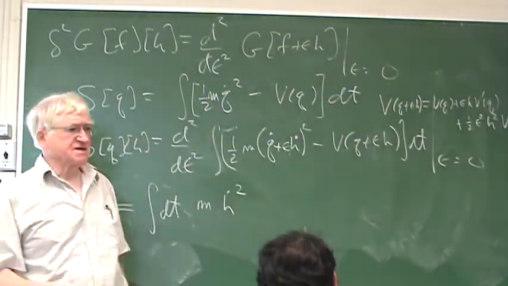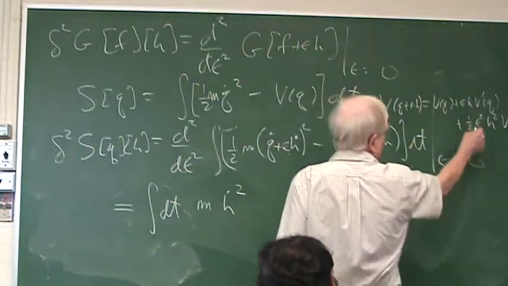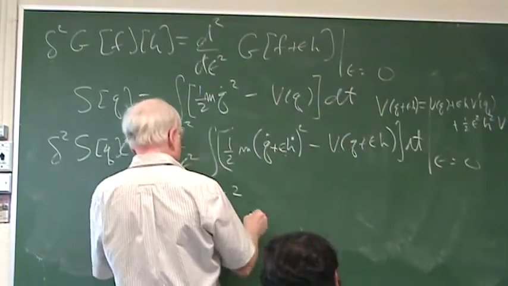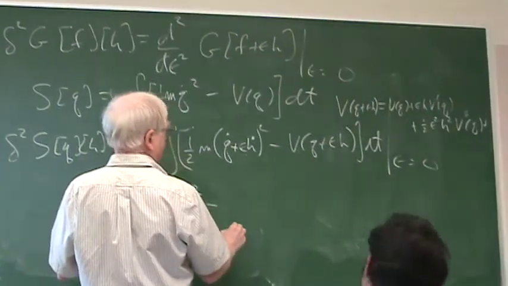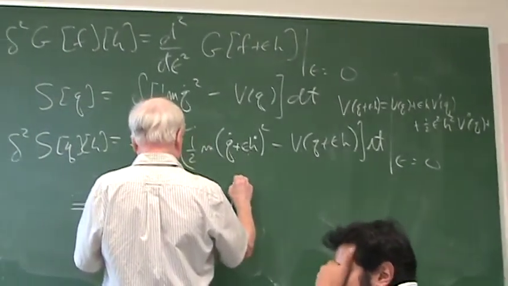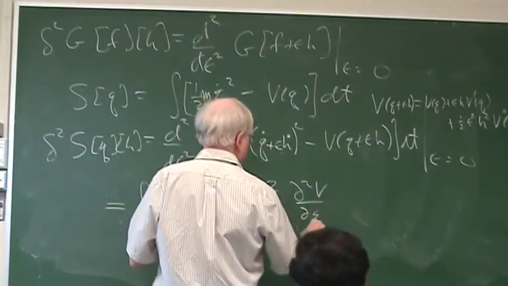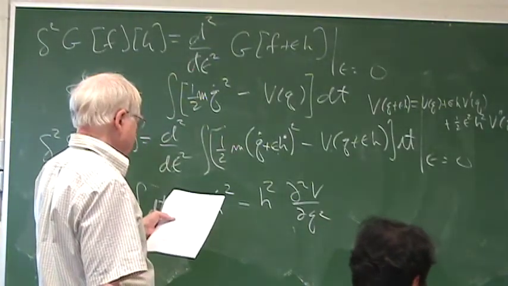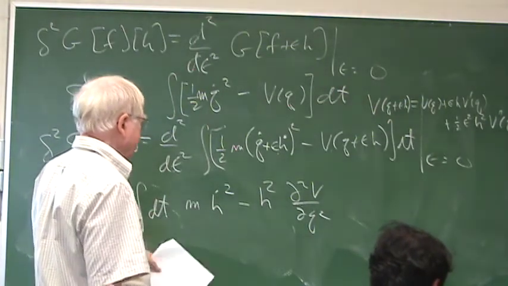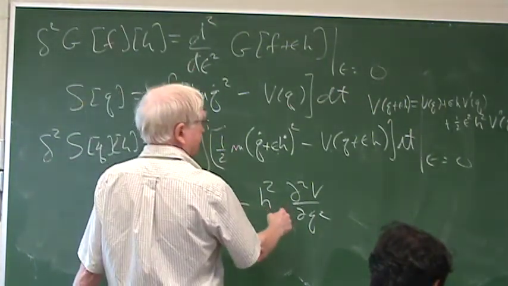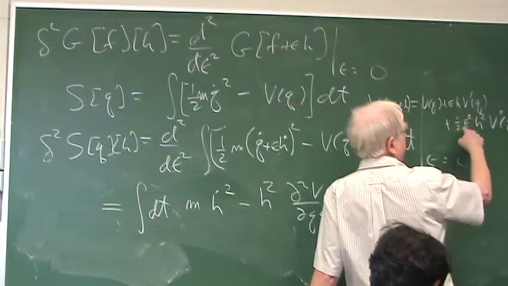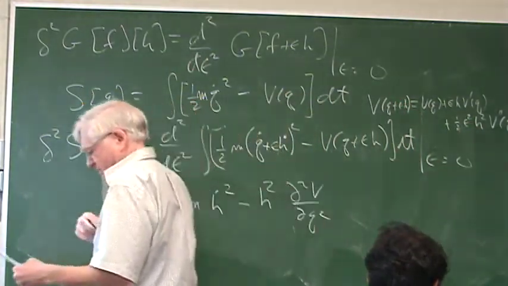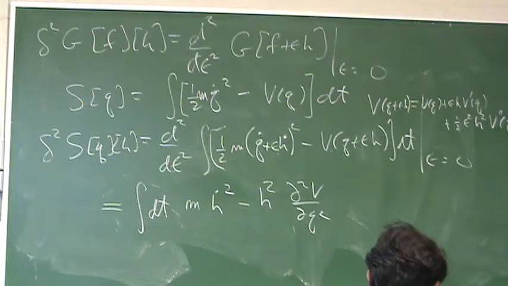So we write this as a Taylor series. Then the only term that contributes when you take the second derivative at epsilon equals zero is this term. And so this gives us minus h squared partial 2 v partial q squared. I have a 2 here. Ah, right, because we have a 1 half there, but now when we differentiate with respect to epsilon, the 2 goes away, and so we just get a minus. So there is a typo in these notes. I have an extra factor of 2.